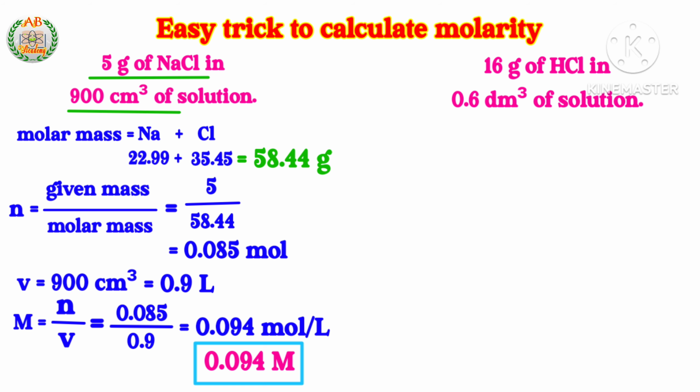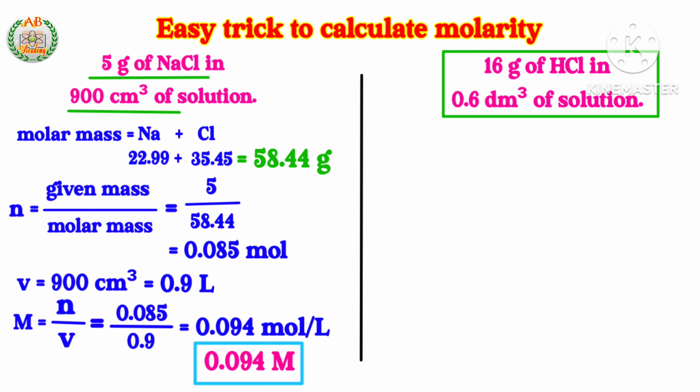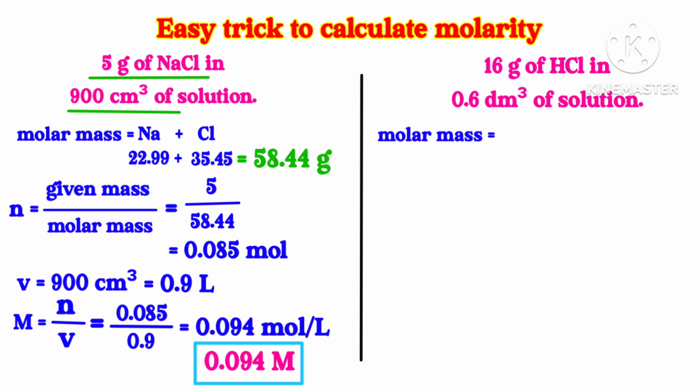Lastly, pause the video and try to solve the numerical problem. In this question, firstly I find the molar mass of hydrochloric acid. I write hydrogen plus chlorine. The molar mass of hydrogen is 1 gram and that of chlorine is 35.45 gram. After addition, I get 36.45 gram.